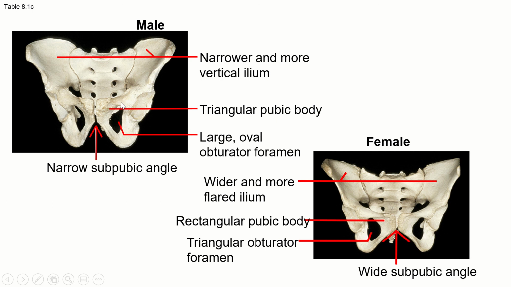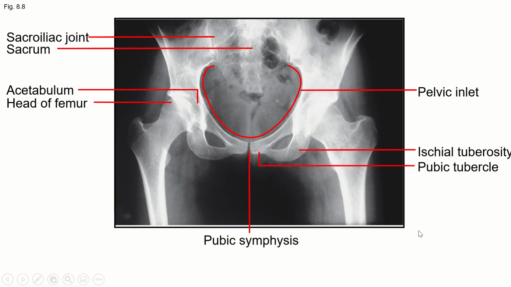Also, the obturator foramen on a male pelvis tends to be more oval, whereas it's kind of triangular on the female pelvis. Again, if you're looking at one pelvis, look at several different characteristics before determining whether it's male or female.